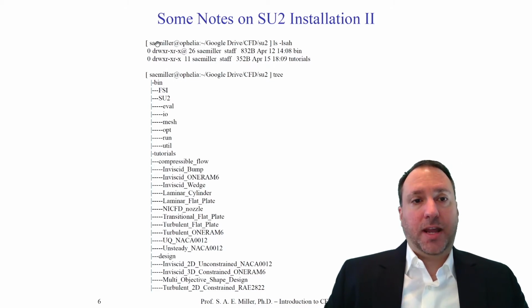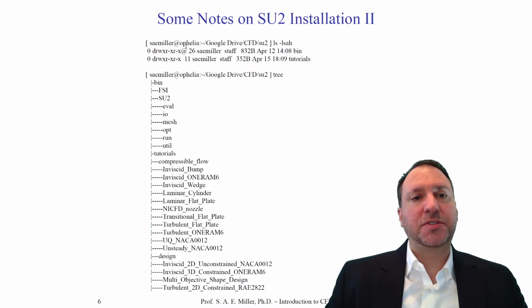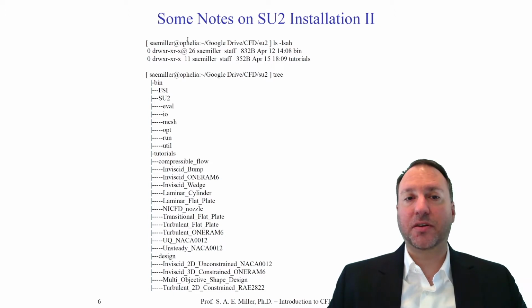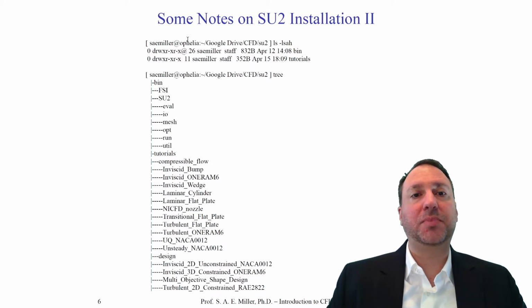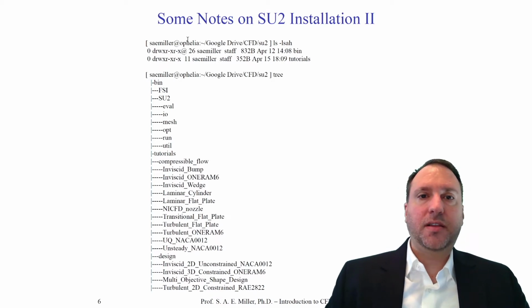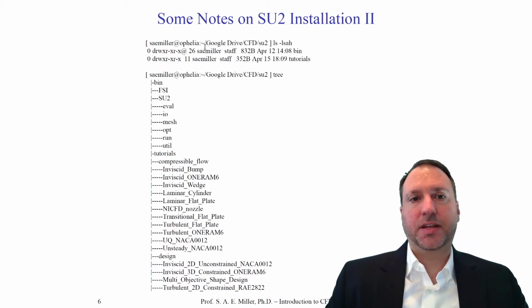Now, my username is SAE Miller. My computer name is Ophelia, named after, of course, the Shakespearean character. And bonus points to those who can identify what play she's from. Nonetheless, the little tilde just means it's shorthand for my home directory. So this means my username on the computer Ophelia, in my home directory, in the directory Google Drive, in the directory CFD, in the directory SU2.